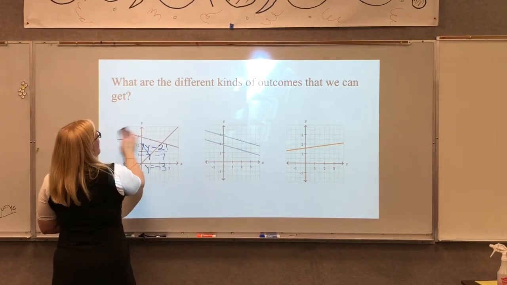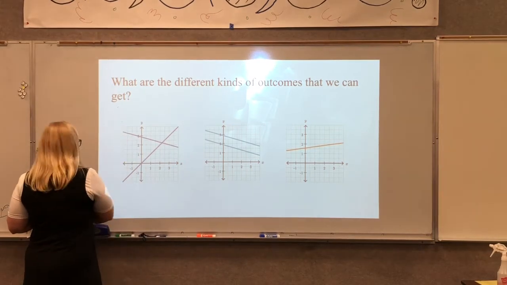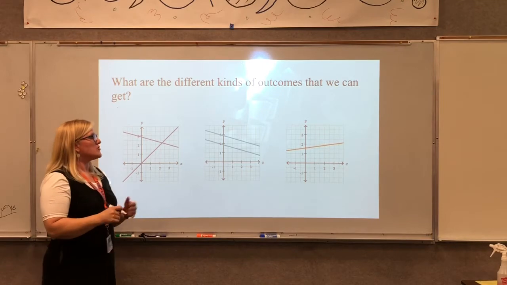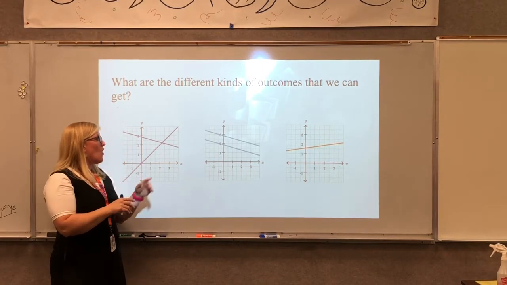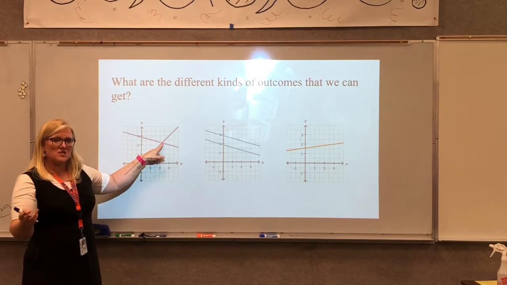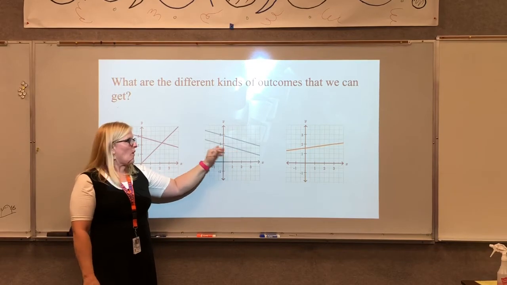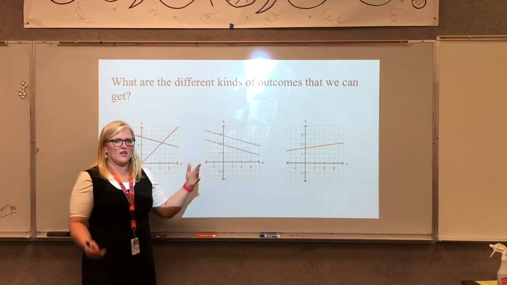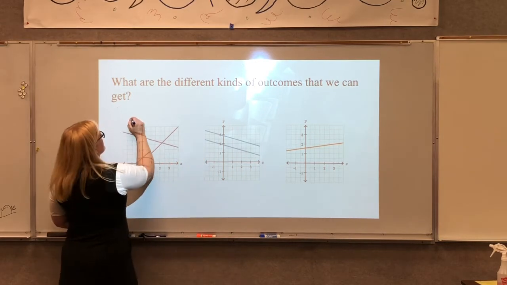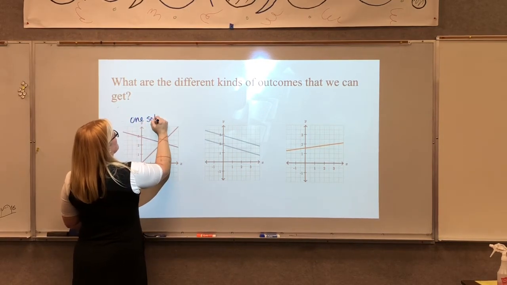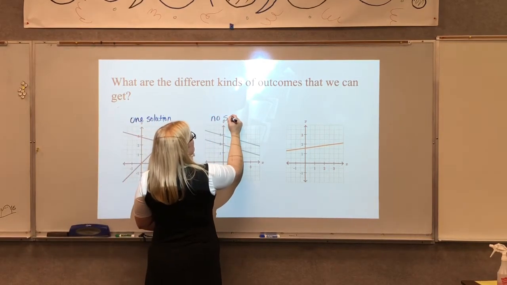Okay, so there are 3 different outcomes that we can get when we are doing systems of equations, when we've got 2 equations, 2 unknowns. One is what we were just doing. X marks the spot, right? We also have another situation where they're parallel to each other. And these never intersect, right? So in this one, there's one solution. In this one, there are no solutions because they never cross each other.